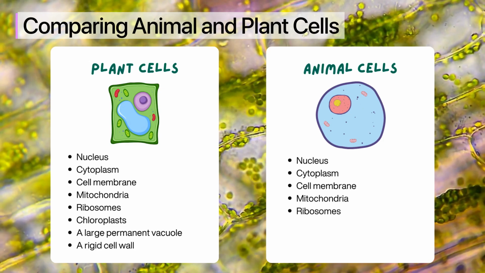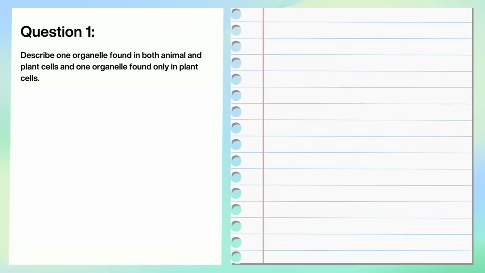for their survival. Before we conclude, let's work through some questions to consolidate our knowledge of plant cells and their organelles. Here is our first question. Describe one organelle found in both animal and plant cells, and one organelle found only in plant cells. Pause here to have a go.